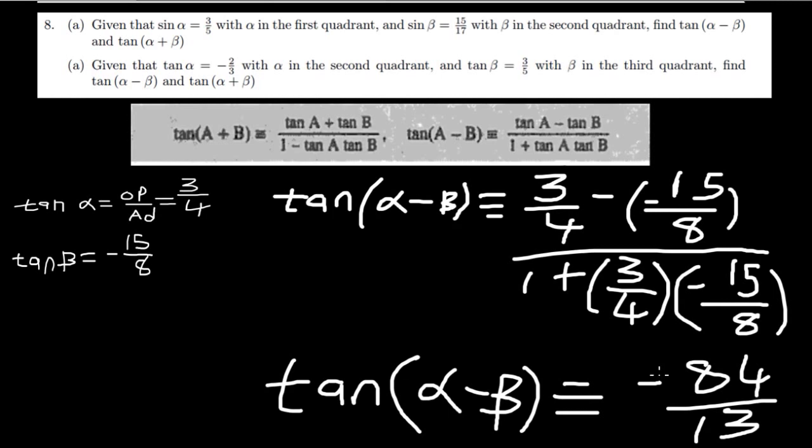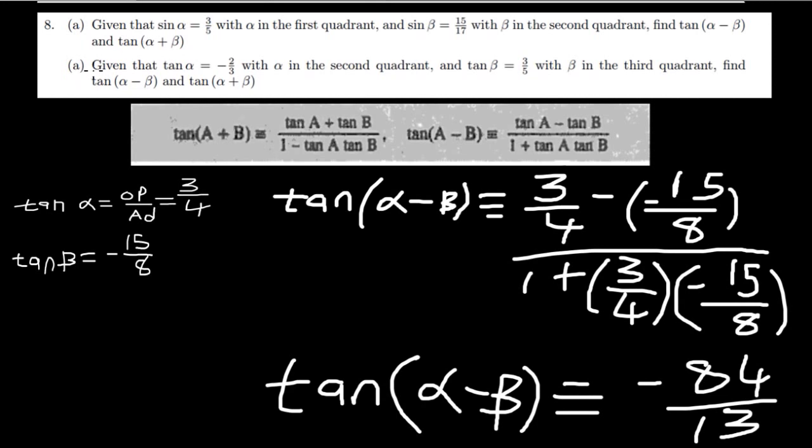And then the second part, question 8b, is just a matter of using this. Meaning where there is tan A, you put 3 over 4. Where there is tan B, you put negative 15 over 8. And then you solve the equation. You'll find the final answer there.